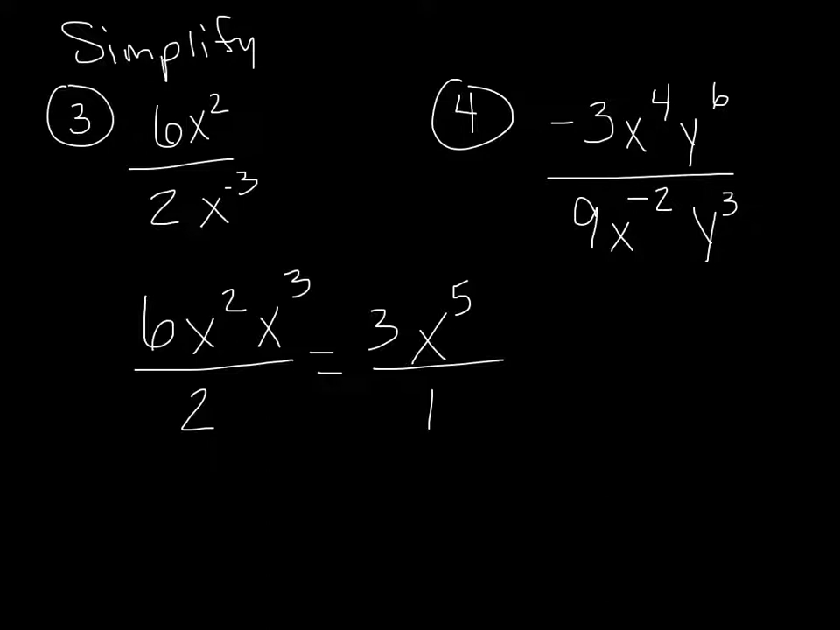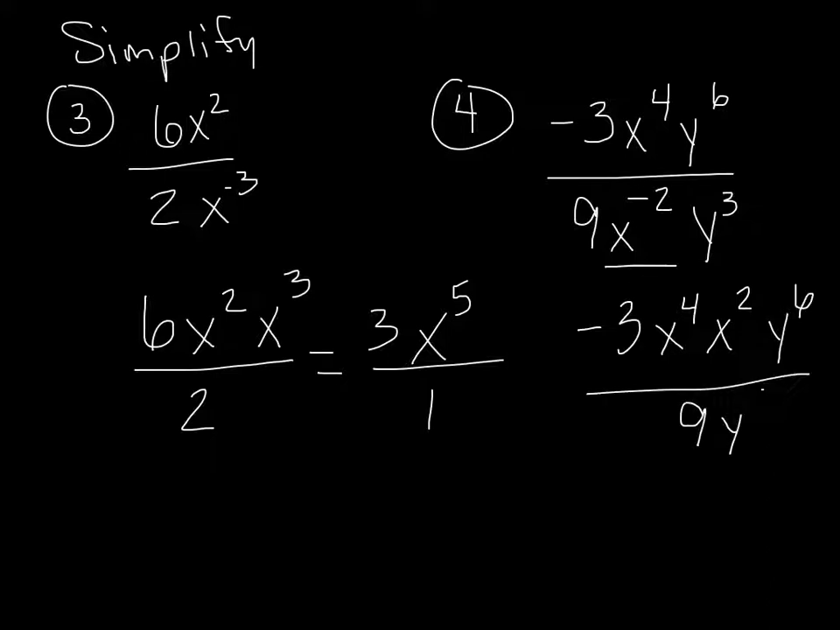Number 4, negative 3x to the 4th, y to the 6th, over 9x to the negative 2, y to the 3rd. Move your negative exponents, so you have negative 3x to the 4th. We also need to move the x from down here up to the top, so x to the 2nd. Keep the y to the 6th on the top. On the bottom you have 9y to the 3rd.